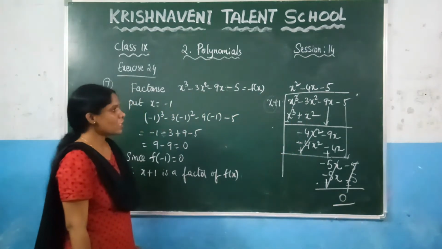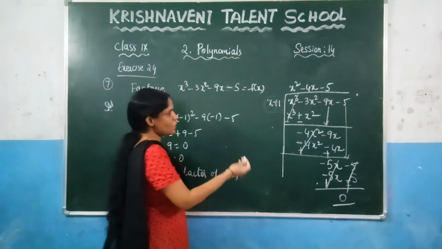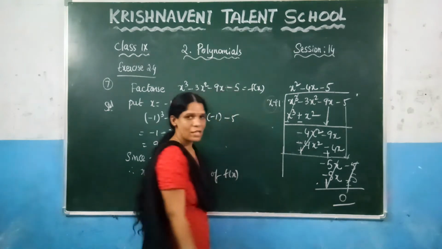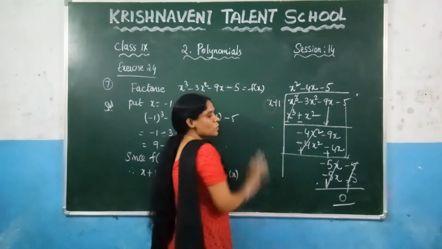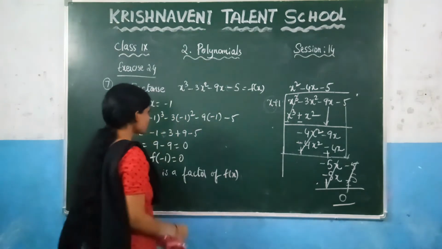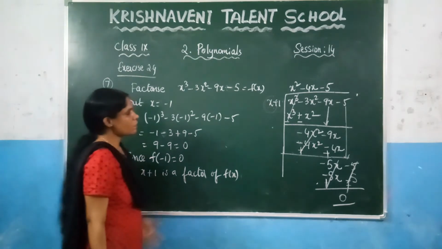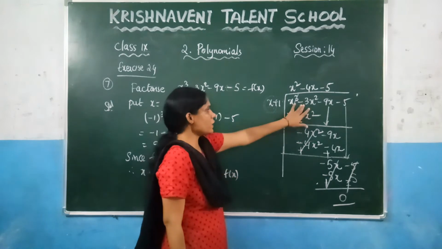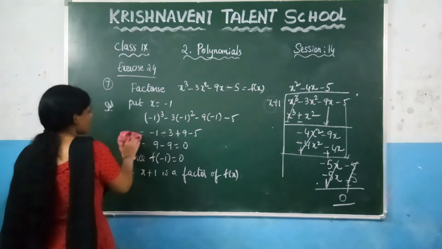So here we already proved x plus 1 is a factor, and by using the division method, after dividing these two polynomials, you are getting the remainder as 0. So we can see that x plus 1 is one factor of this polynomial. Now after this, by using the divisibility rule, you can write this as dividend is equal to divisor into quotient plus remainder. So write it here.